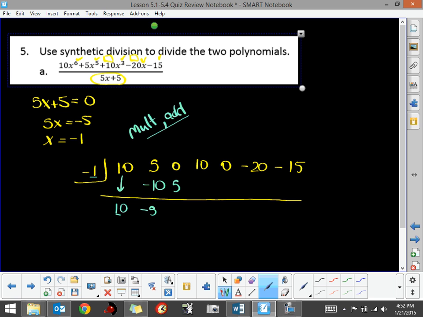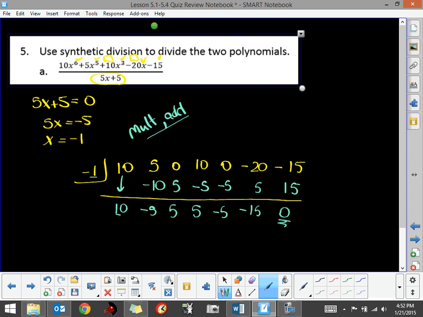We add it to 0, which is 5. You take 5 times negative 1, which is negative 5. Add it to 10, which is 5. You take negative 1 times 5, which is negative 5. Add to 0, which is negative 5. You take negative 1 times negative 5, which is 5. You add it to negative 20, and you get negative 15. You take negative 1 times negative 15, and you get a positive 15. Add it together, and you get 0.